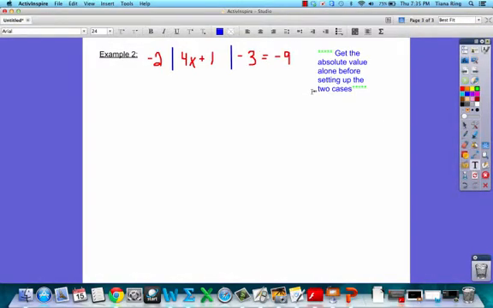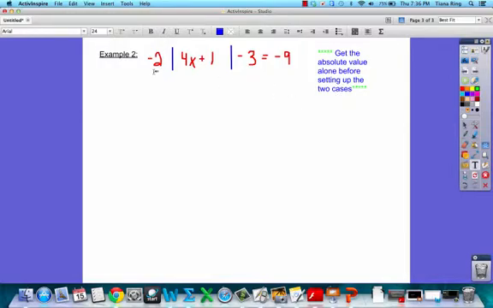Alright, so for our next example, we have negative 2 times the absolute value of 4x plus 1 minus 3 equals negative 9. So, unlike the previous problem, there's some extra stuff going on over here on the left-hand side. It's not just the absolute value of something. There's something being multiplied to it and something being subtracted. So whenever you have a problem that looks like this, the key is to get the absolute value alone before setting up the two cases.